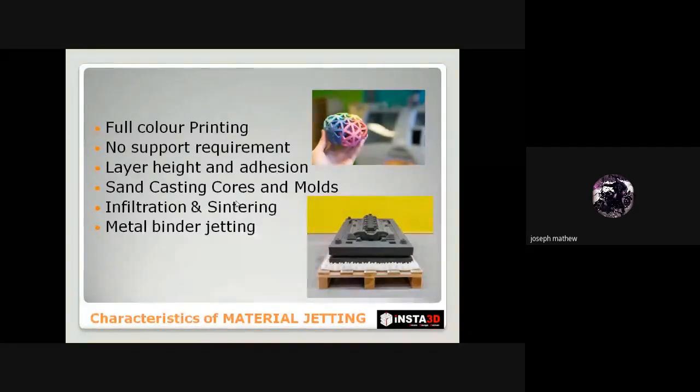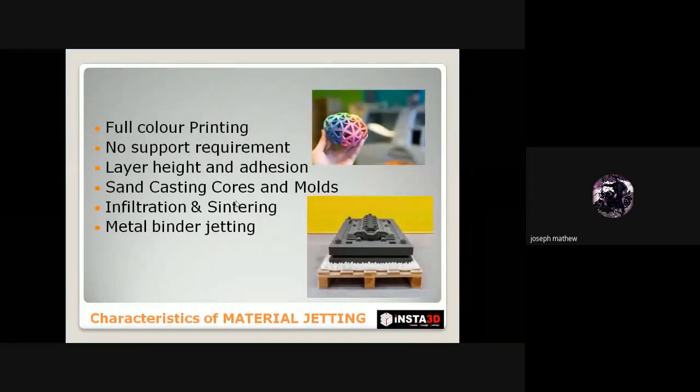The layer height varies from say 50 microns to 100 microns, and it is very much used in sand casting and making of molds. Even bigger, larger area 3D printers are available in binder jetting, where it uses sandstone, sand or gypsum material as the printing material, where you can produce huge components which can be used for making molds.